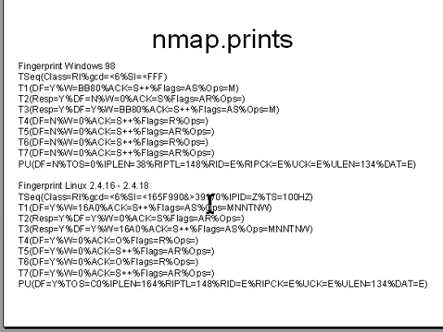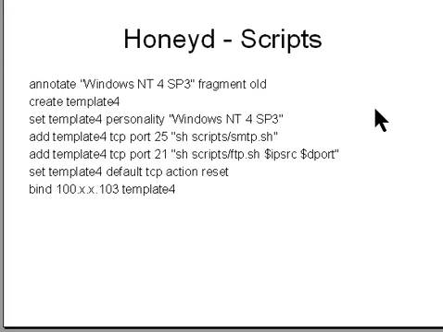This is something from the nmap.prints file, and it's the fingerprint for the Windows 98 TCP stack, and a fingerprint for the Linux kernel 2.4.16 to 18 stack. And this essentially is what allows honeyd to emulate the TCP stack of these operating systems, and there's dozens and dozens within this file right here. nmap.prints. So that's already configured for you.